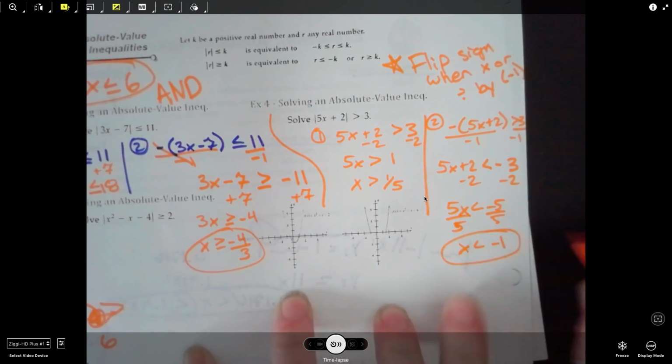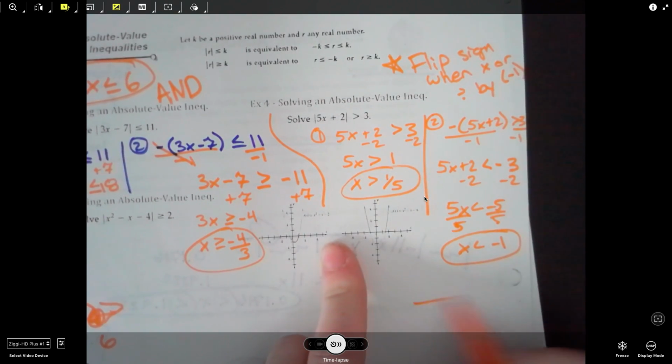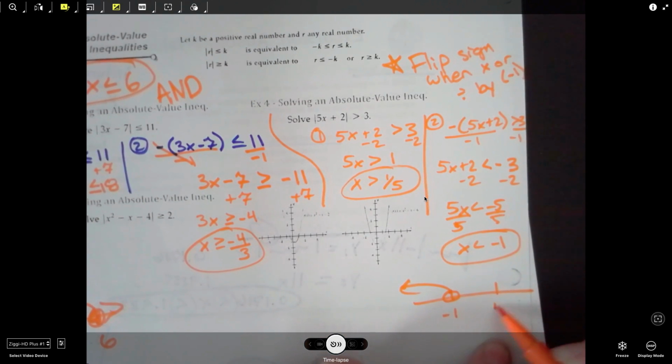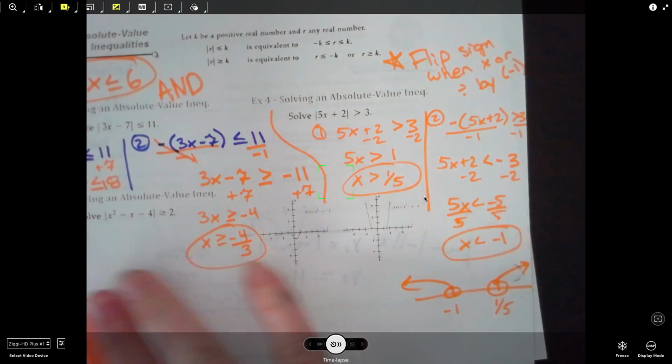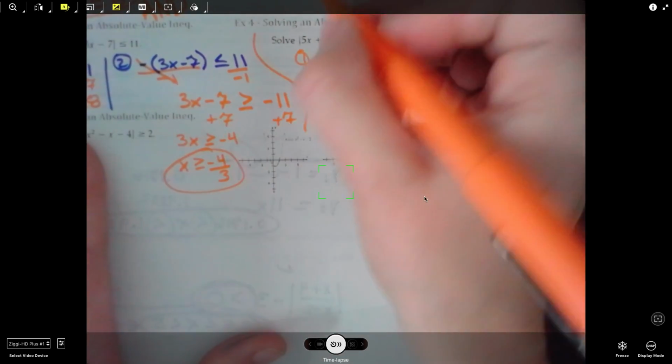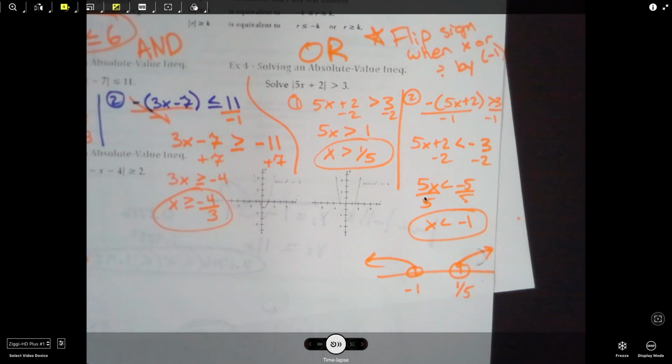Can you be less than negative 1 and greater than 1/5 at the same time? Less than negative 1 is here. Greater than 1/5 is here. No. Those two pieces you have to leave separate. This is like an or statement. Okay?